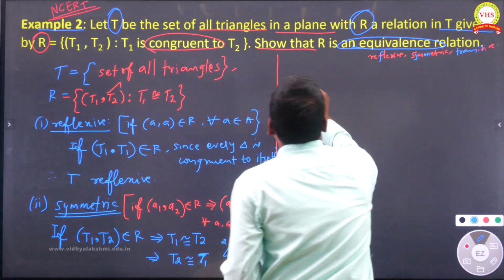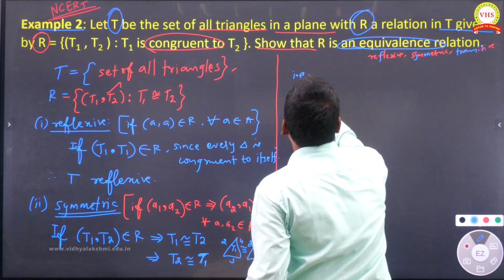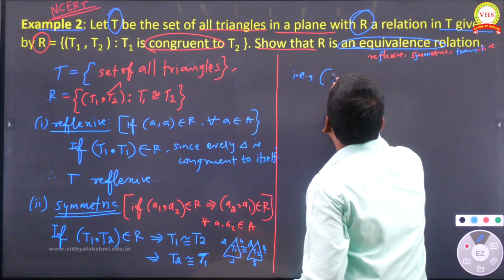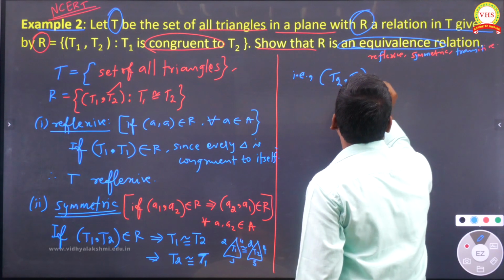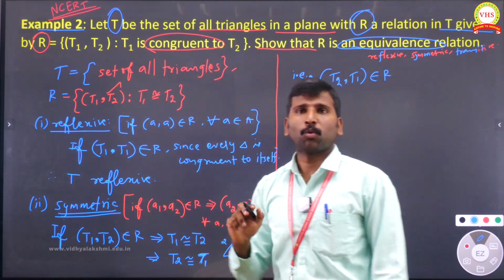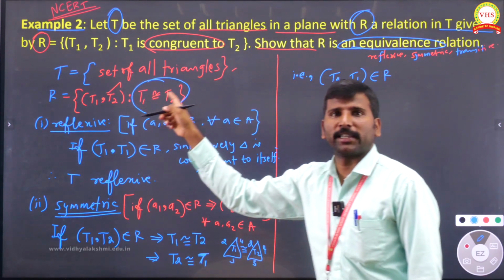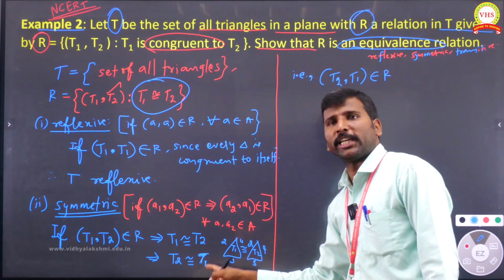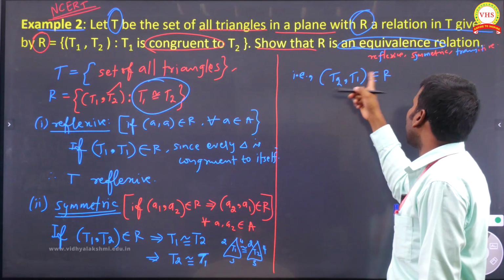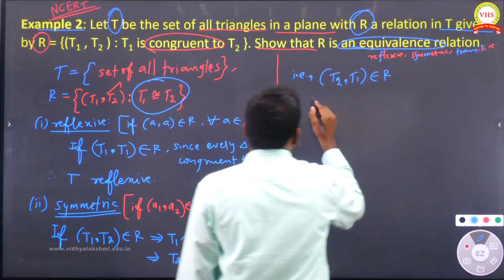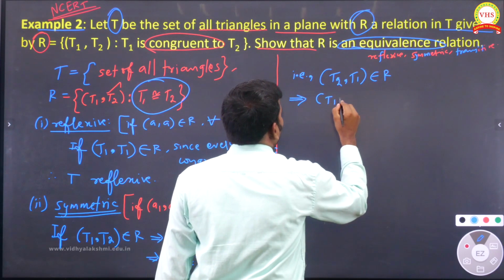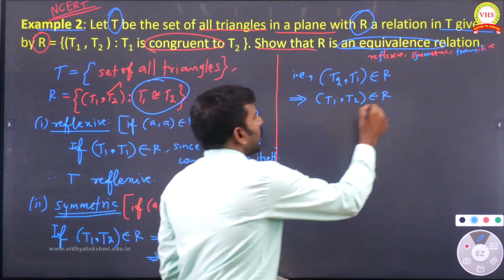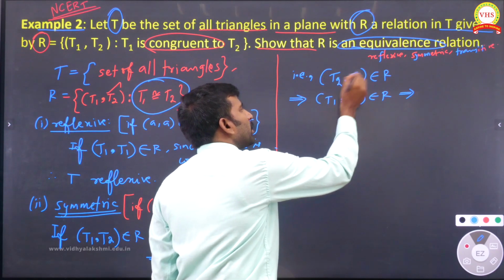Understand? Okay. What is the meaning of this line, triangle 2 concurrent to triangle 1? We can say the pair triangle 2, triangle 1 is there in the relation R. Why, sir? I told you, if it satisfies the concurrent rule, surely it will be there in R. So here T2 and T1 are concurrent to each other, so we can say it belongs to R. Understand? So what is the meaning actually? Given that triangle 1 and triangle 2 are in R, we got the answer that the reverse pair will also be in R.